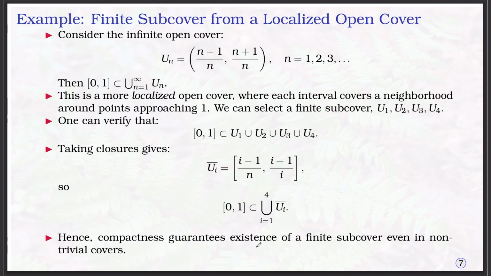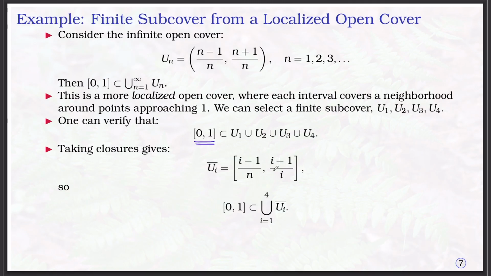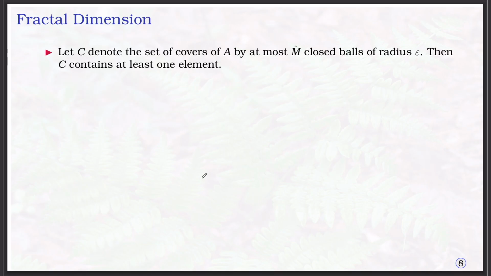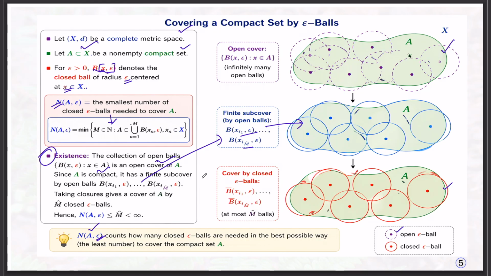So, hence compactness guarantees the existence of a finite subcover even in non-trivial covers. Here it is a trivial cover, here we are finding the non-trivial covers. So, we can find the finite closed subcover of a given compact set. So, if you are finding the finite subcovers, then we can find the number of closed balls required to cover the A, we can count it. Therefore, this term n of n comma epsilon always exists for a given compact set.